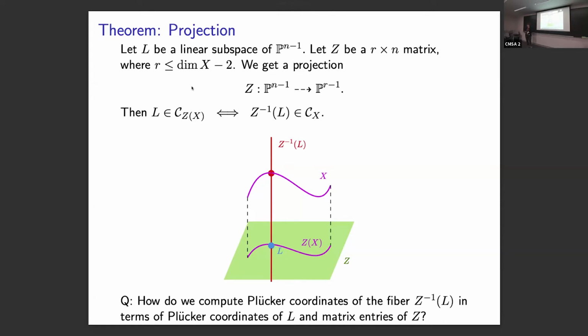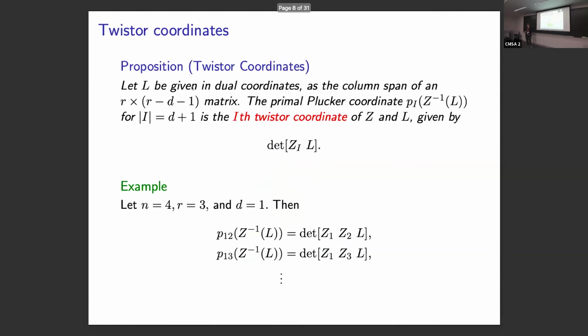So it turns out that physicists knew the answer to this question for much longer than we did. It turns out that these coordinates are exactly twistor coordinates, which we've seen in the previous talks. Here we can recall the definition, which is that the ith twistor coordinate is the determinant of: take Z, take the columns indexed by I, stick on an L, and compute.